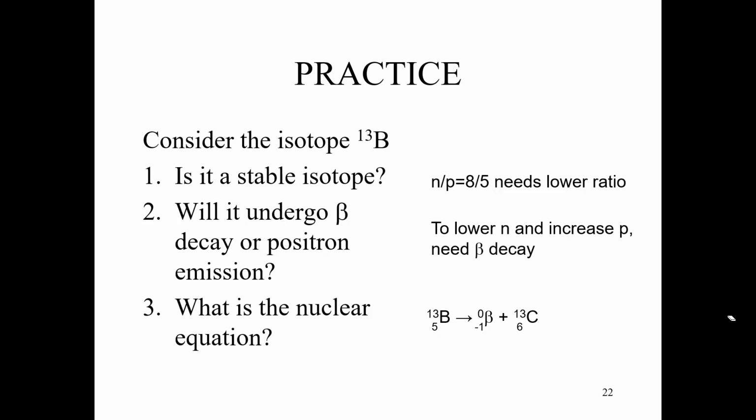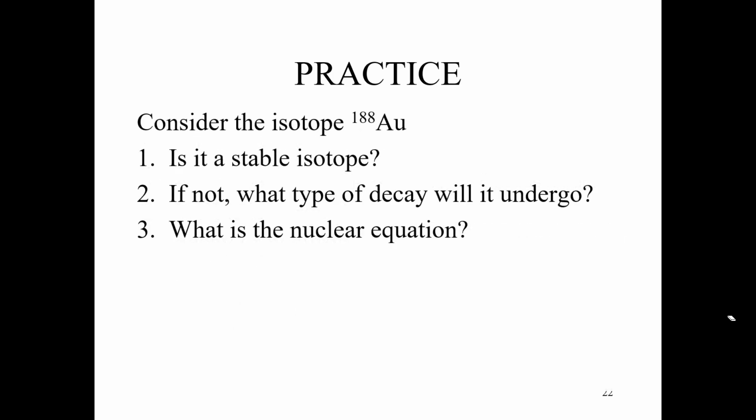All right. Before we cut off here, I'm going to leave you with one more practice problem for you to work on. If you have any questions, you can ask me later on. So consider the isotope gold 188. Question 1, is it a stable isotope? Question 2, if not, what type of decay will it undergo? And 3, given the type of decay, what is the nuclear equation? Okay, I'm going to leave that with you.